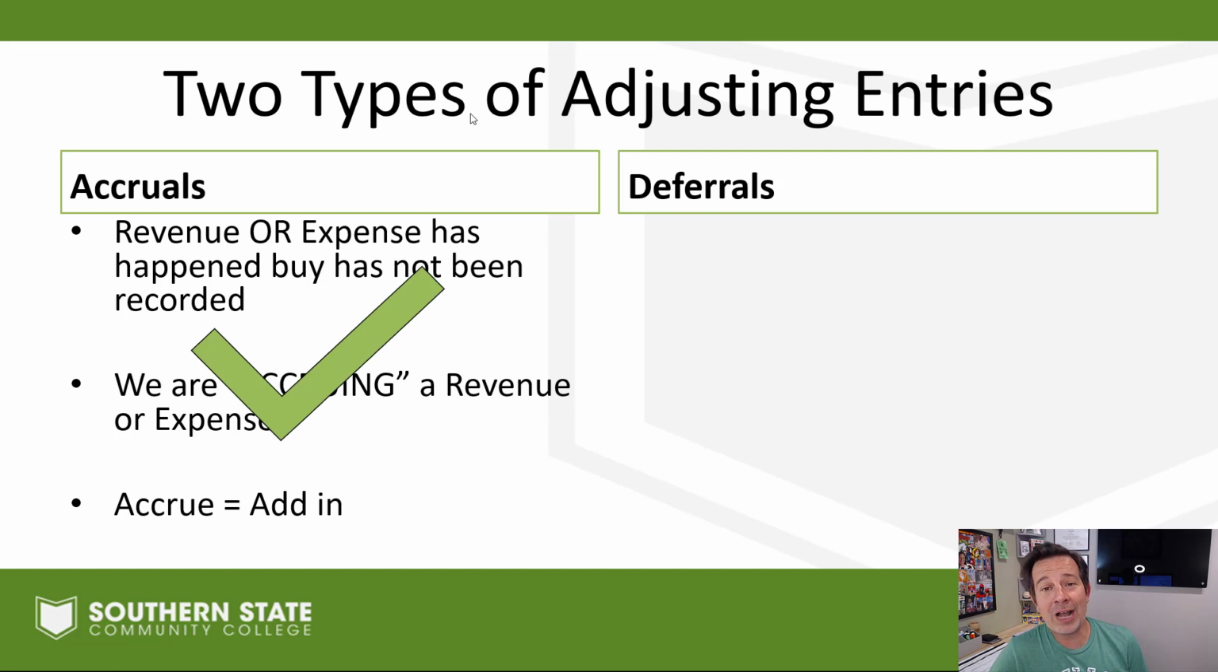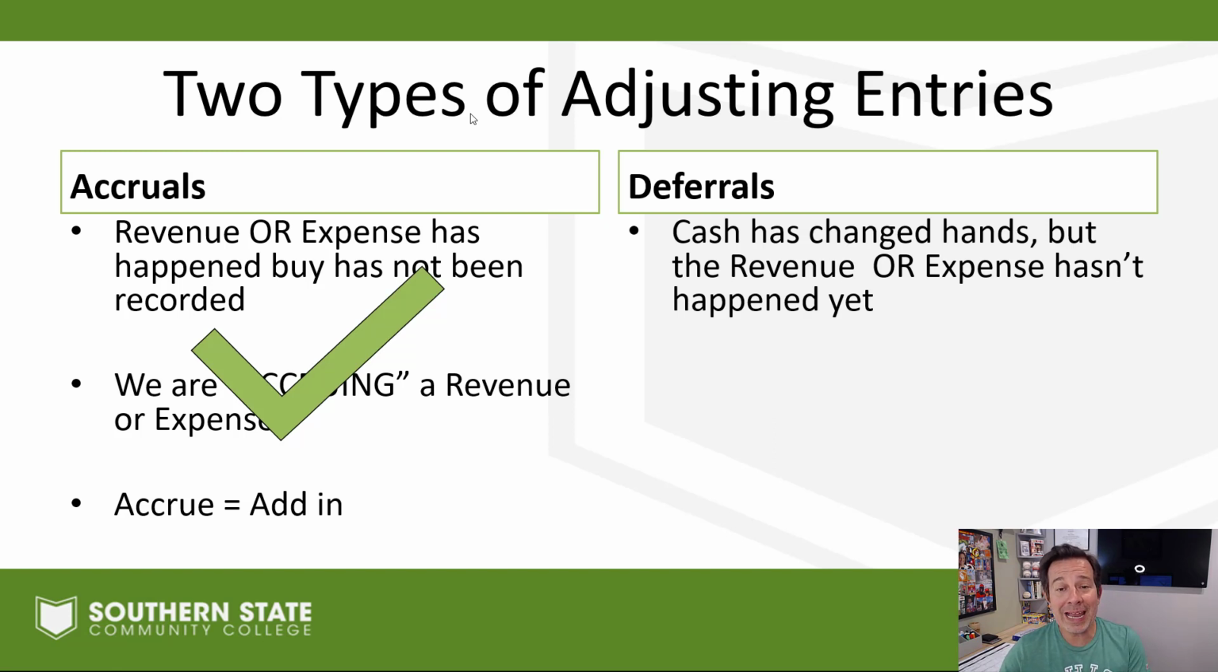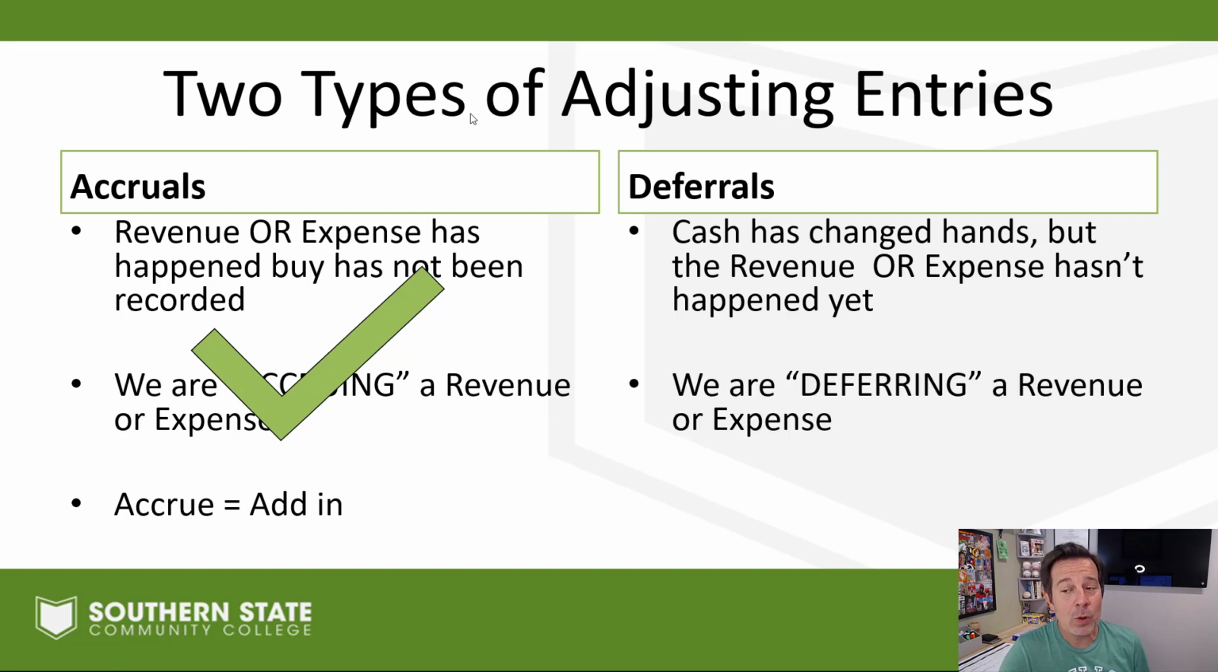Now we are at the point where we are looking at deferral adjusting entries, where cash has traded hands, but we haven't had a revenue or expense happen yet. Cash has traded hands, but the revenue or expense has not happened. We are deferring that revenue or expense.